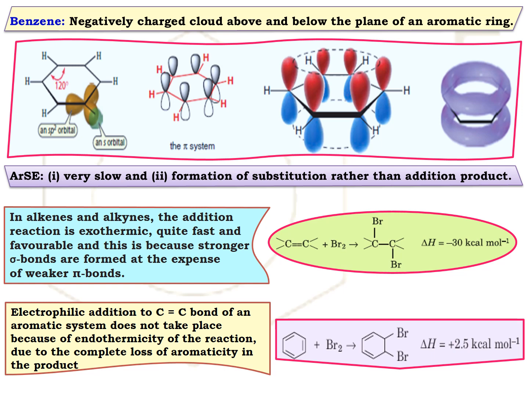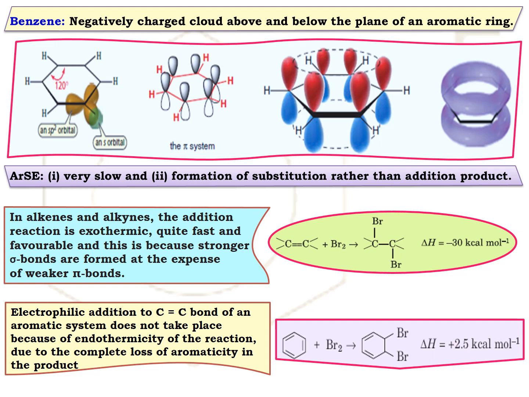In general, in alkenes and alkynes, the addition reaction is exothermic in nature, and the reaction is very fast and favorable because a weaker pi bond is getting converted into a strong sigma bond, and the reaction is exothermic.